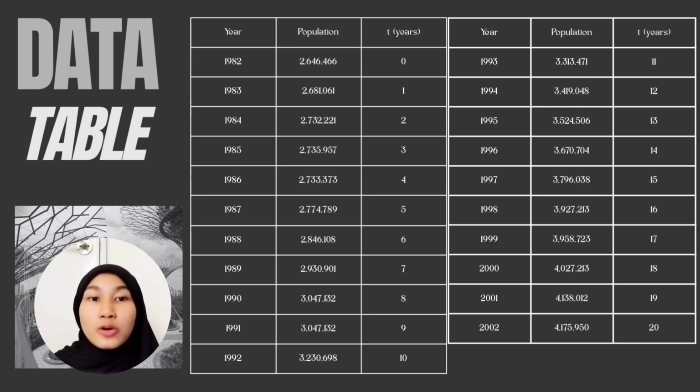From the data, we can observe a clear upward trend in population. For example, the population was about 2.6 million in 1982 and increased to over 4.1 million by 2002. Although there are slight fluctuations in some years, the overall pattern shows consistent growth. This suggests that Singapore experienced steady population expansion over this 20-year period. This data will later be used to model and analyze the growth pattern more accurately.